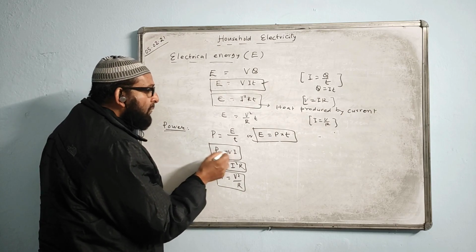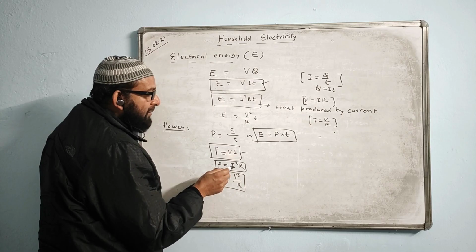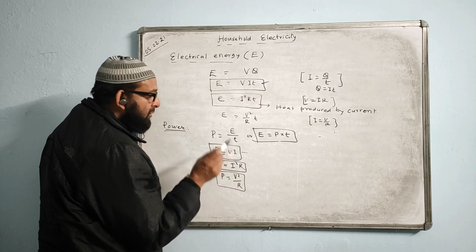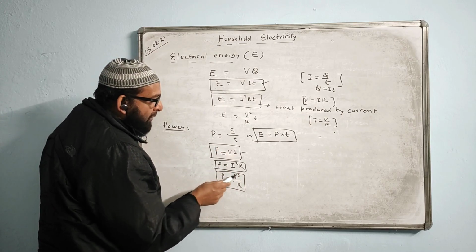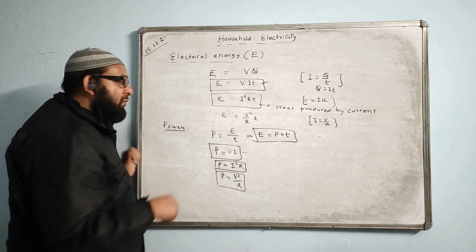When power and voltage are given and we need to find current, we use this formula. When power and current or resistance are given, we can find it using this formula. When power and voltage are given and we need to find resistance, we can use this formula. So depending upon the situation.